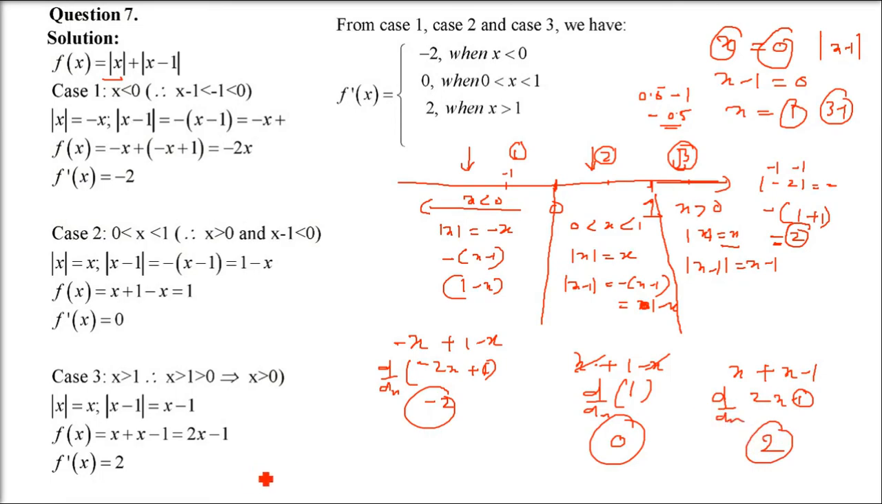So now how are you going to write it? You will write it as f dash x. It's going to be minus 2 if x is less than 0. It will be 0 if x is between 0 and 1. It will be 2 if x is greater than 1. So these are the three conditions you are going to write for the final answer.